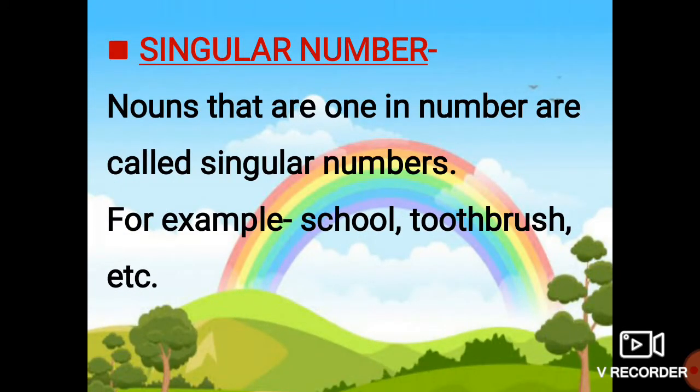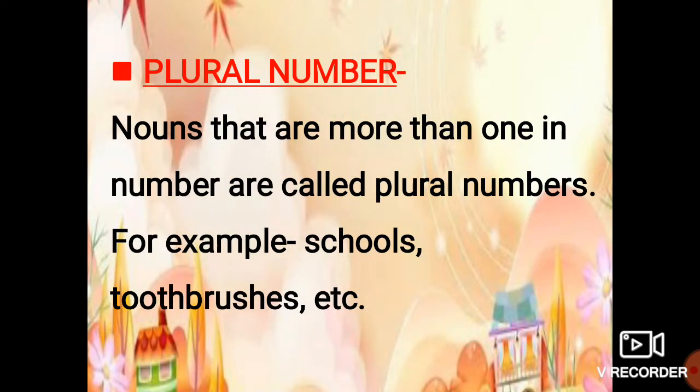First, let us go through singular number. Nouns that are one in number are called singular numbers. For example, school, toothbrush, etc. Next, plural number. Nouns that are more than one in number are called plural numbers. For example, schools, toothbrushes, etc.